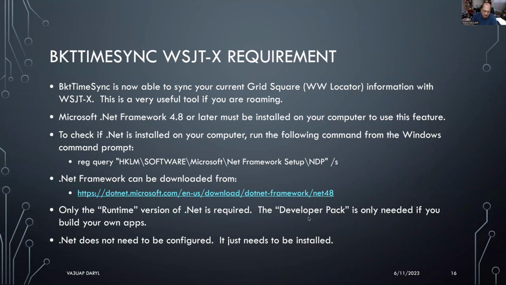So, like I said, if you're not writing your own programs, you only need the runtime version, which will allow you to run programs that were developed through Microsoft .NET. You don't need to configure it, you just need to install it. So when you download it, click install. When it says it's done, you're done. You don't need to do anything with it. BKT TimeSync will do everything it wants once it's installed.